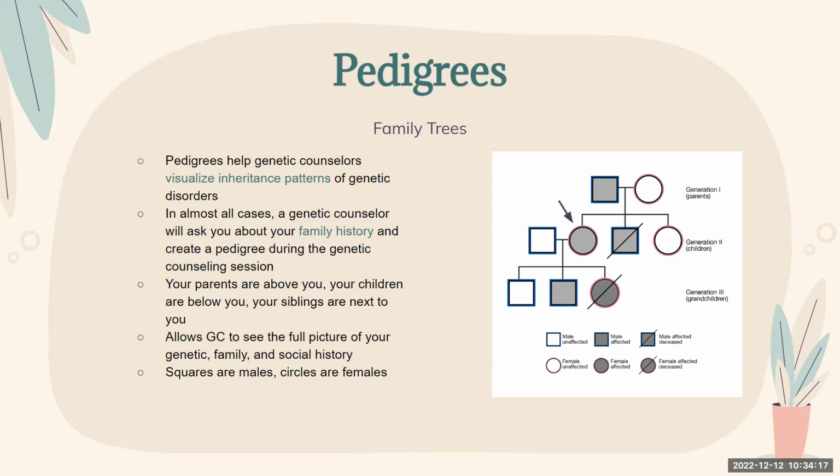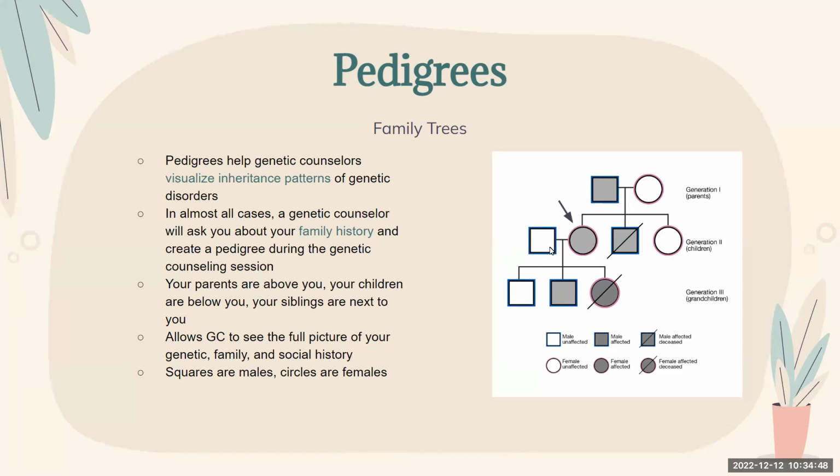This pedigree will help the genetic counselor visualize how genetic conditions are passed along through a family. Your parents are typically above you in the pedigree, your children are below you, and your siblings will be to the side. This allows the genetic counselor to see a full picture of your genetic, family, and social histories.